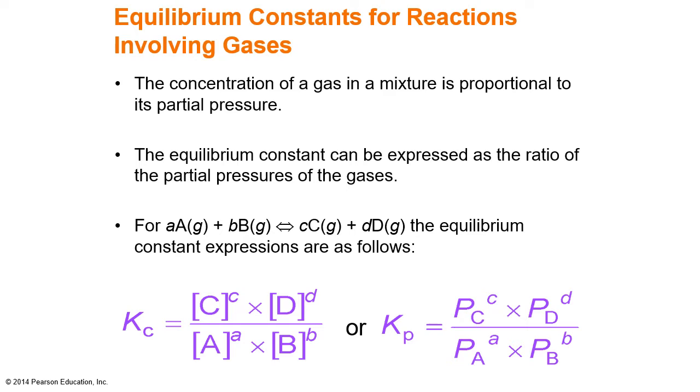And so if we are finding an equilibrium constant for concentration, we call that Kc. If we're finding an equilibrium constant for the pressures of the gases, we call it Kp. And they are related to each other.